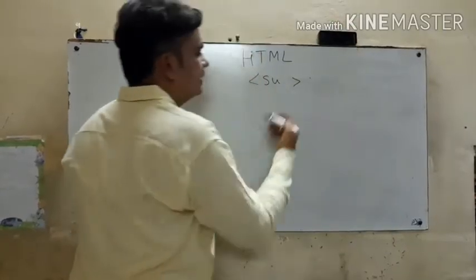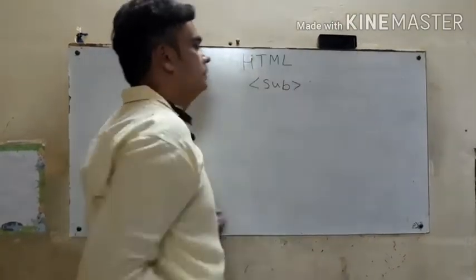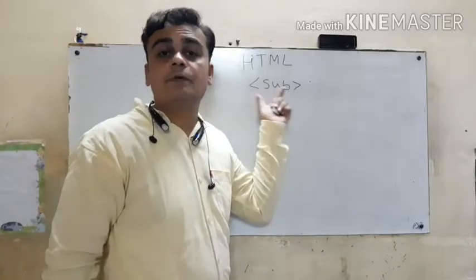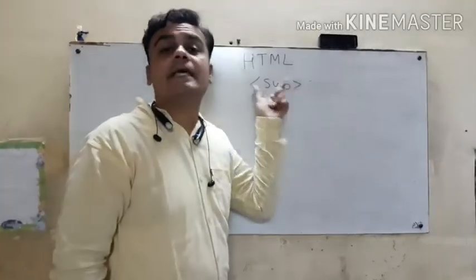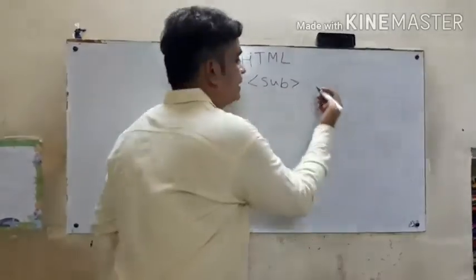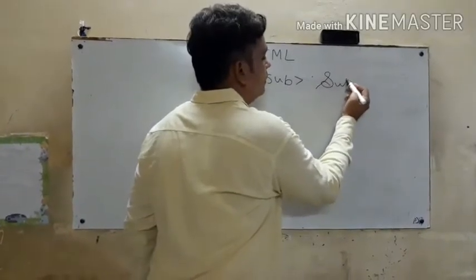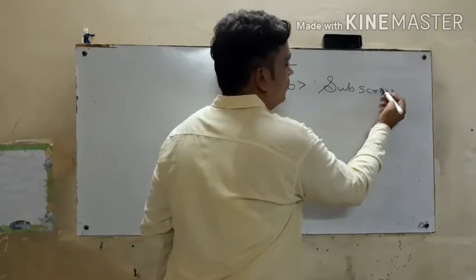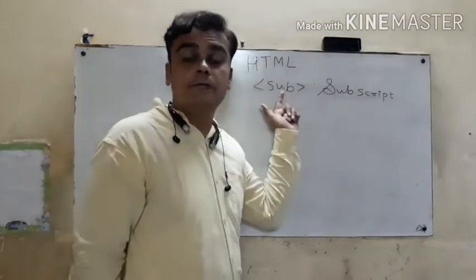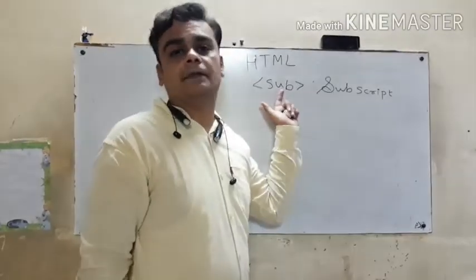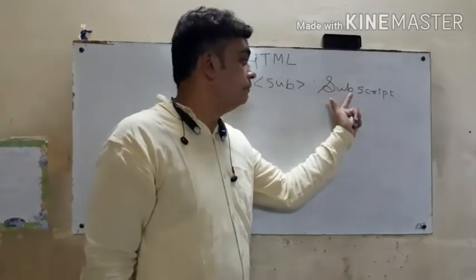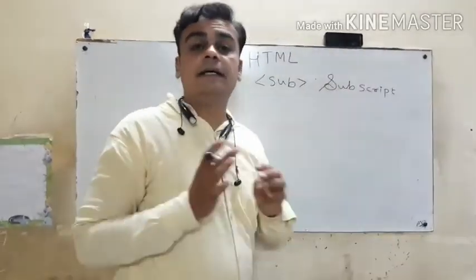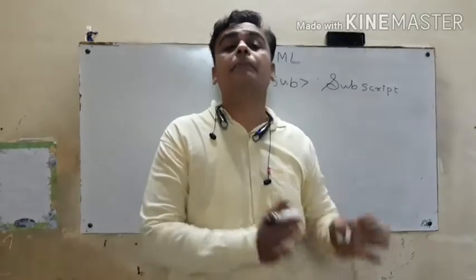So our next tag is SUB. Previously we discussed SUP. Now we are going to discuss SUB. SUB stands for subscript. And our previous tag is SUP. P means superscript, power position. SUB, B stands for base. So it will display the text at base level.